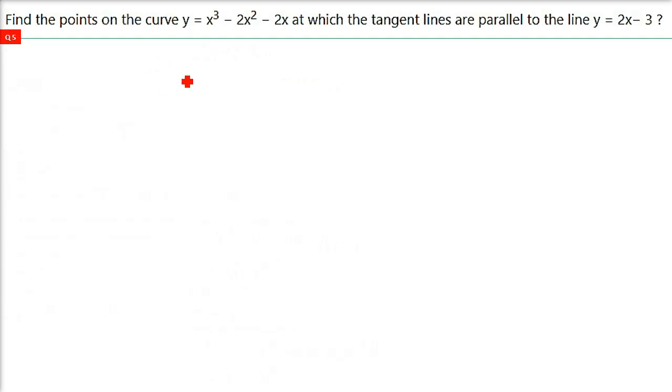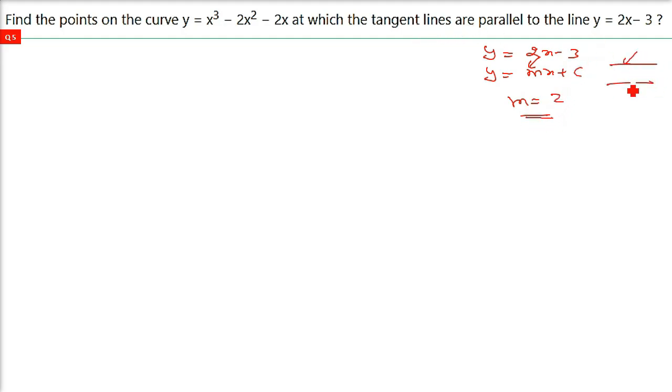Next one: find the points on the curve y is equal to x cube minus 2x square minus 2x at which the tangent lines are parallel to the line y equals 2x minus 3. We have just completed a question like this, but for the sake of completion let us do this. y is equal to 2x minus 3. You don't have to rearrange it, because y equals mx plus c is clearly seen. m is 2 here. We equate the coefficient of x in the equation, and that is how we find the slope. m is equal to 2.